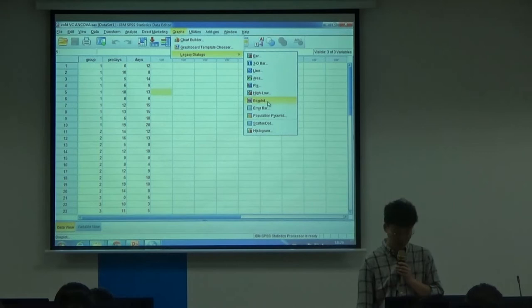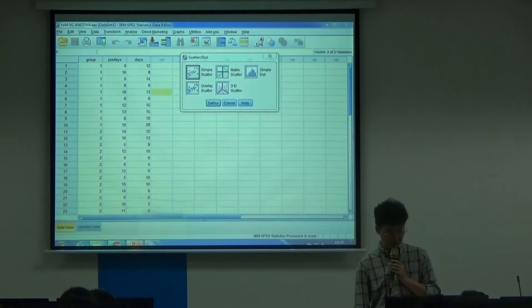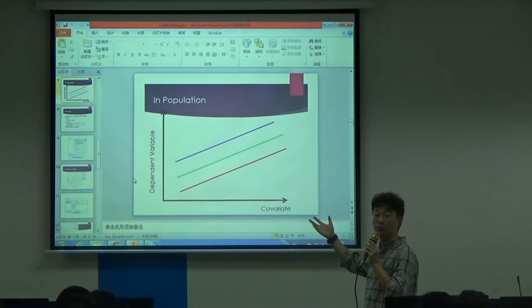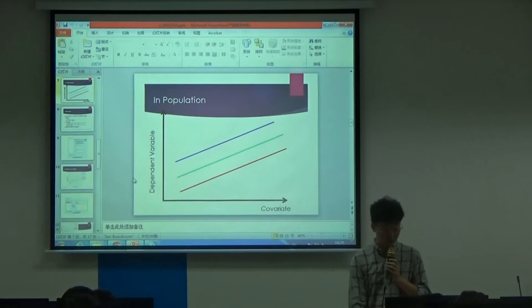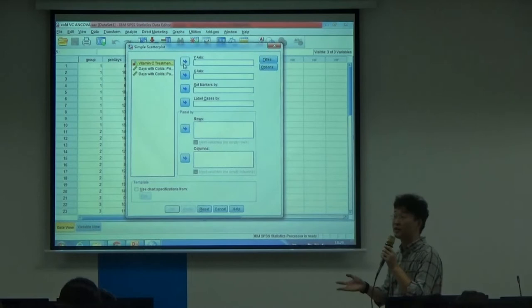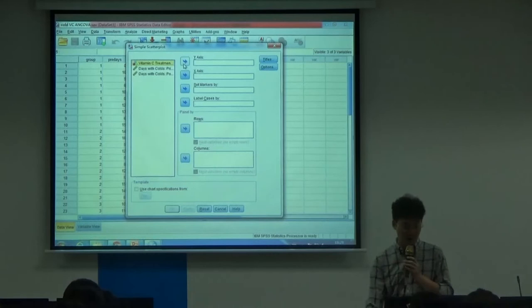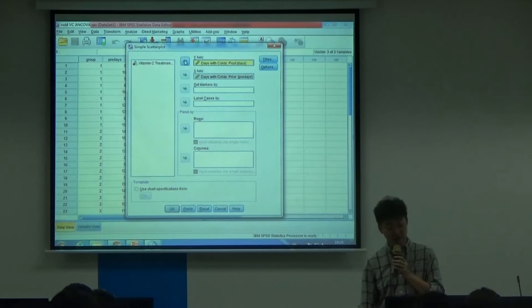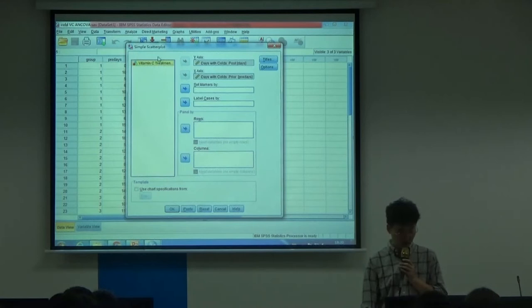So in order to create a graph here, we can do a scatter plot to create a graph similar to this one. This is the ideal situation in the population, but we can create some kind of graph like that in the sample. So we can do Scatterplot, Simple Scatter, Define. Usually the x-axis and y-axis don't matter, but conventionally we put pretest on the x-axis and posttest on the y-axis. Then you put the independent variable as a marker, and then you can create the plot.